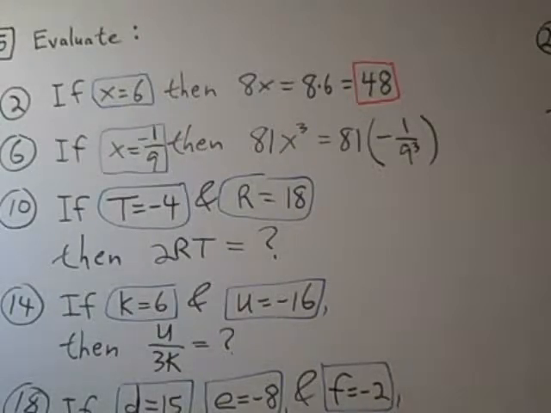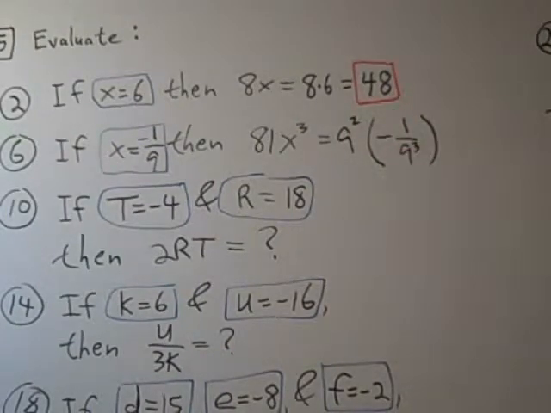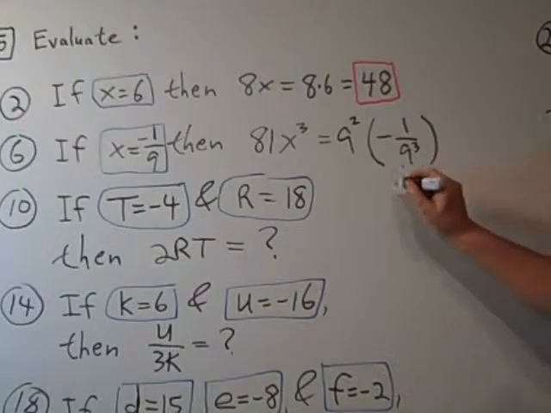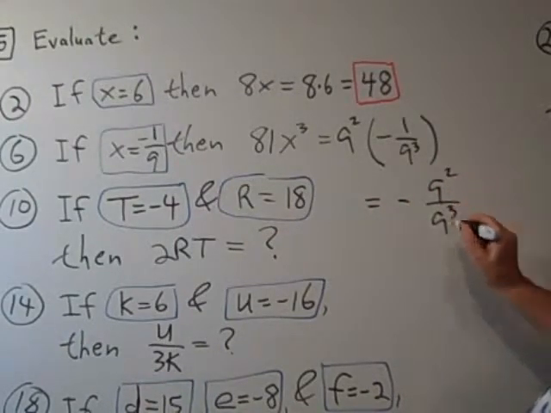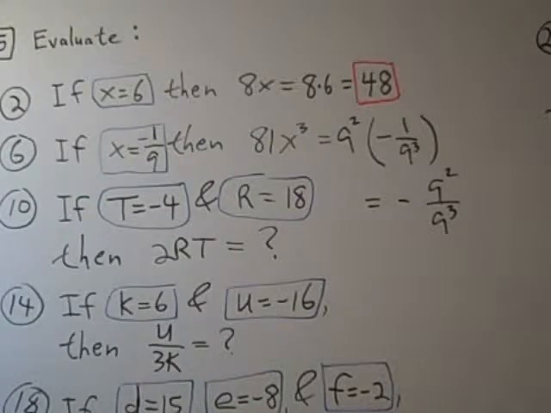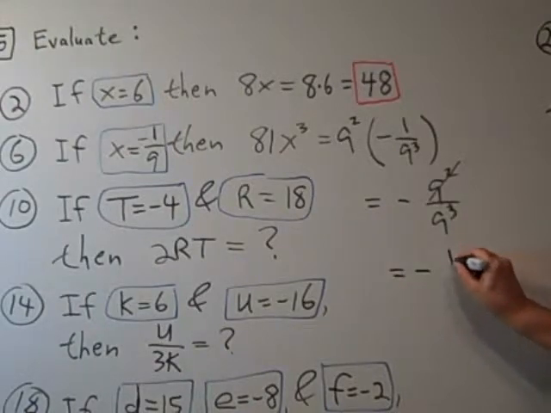Now 81 itself is equal to 9 squared. So it's 9 squared times negative 1 over 9 to the third. So this is equal to negative 9 squared divided by 9 to the third. And if you cancel the 2 9's on top with 2 of the 3 in the denominator, we end up getting negative 1 over 9 for our answer on this one.